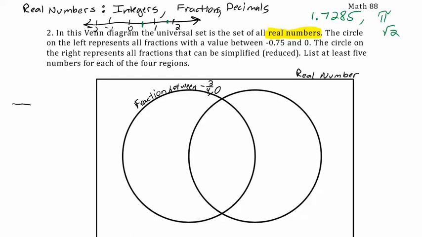So maybe a way to think about this is to use a number line and say here's 0, here's negative 1, here's negative 3/4 or negative 0.75. So basically any number that lives in here on the number line between 0 and negative 3/4 that you could write as a fraction. Okay, so those would be all the fractions between negative 3/4 and 0.